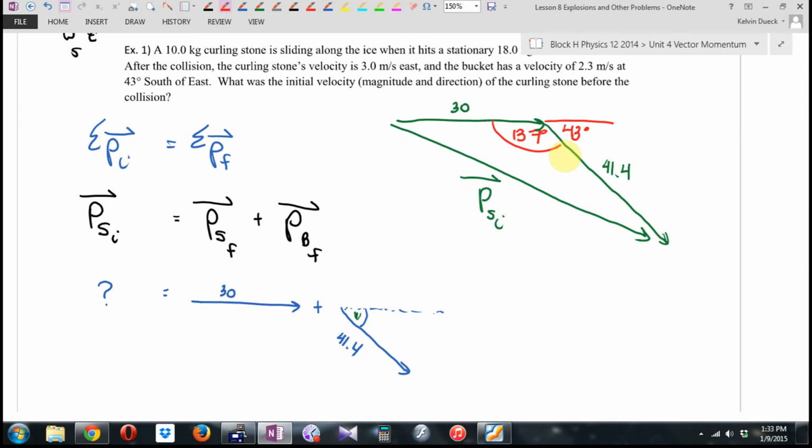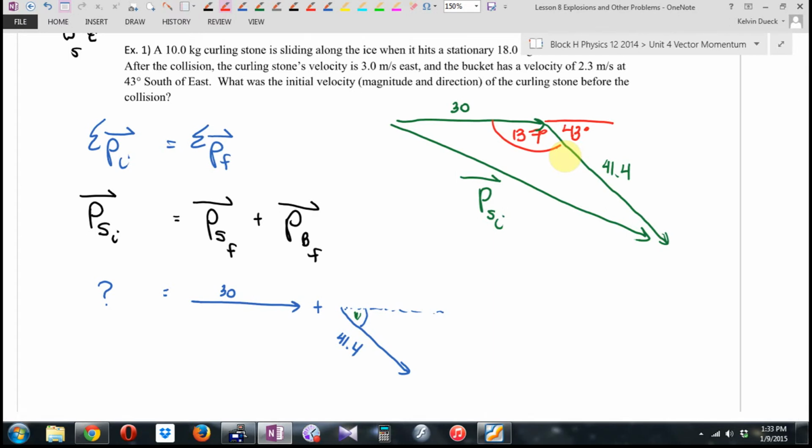By the way, the only time it'll be SOHCAHTOA, Miller, for a two-dimensional collision like this is if all the directions are north, south, east, west, if there's no thetas. So as soon as that 43 appeared in the question, I knew it was going to be a non-right angle. But if they had said that the bucket went east and the stone went east and the bucket went due south, those I can add tip to tail and use SOHCAHTOA, Pythagoras. Anyways, it's cosine law.